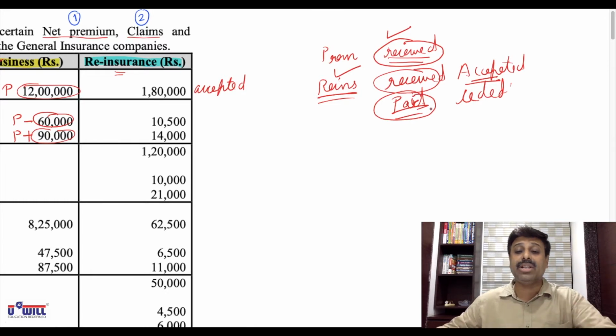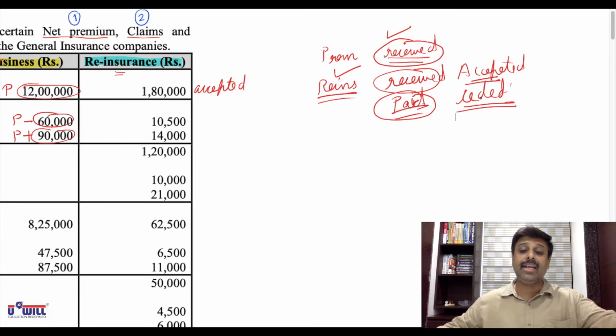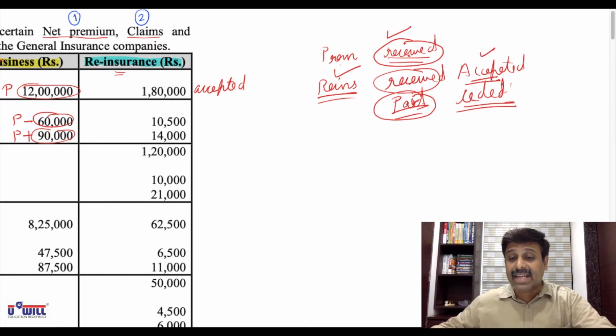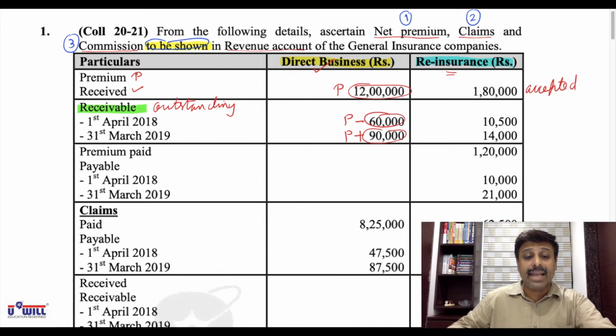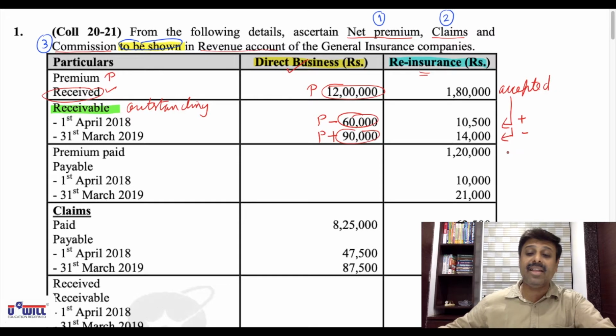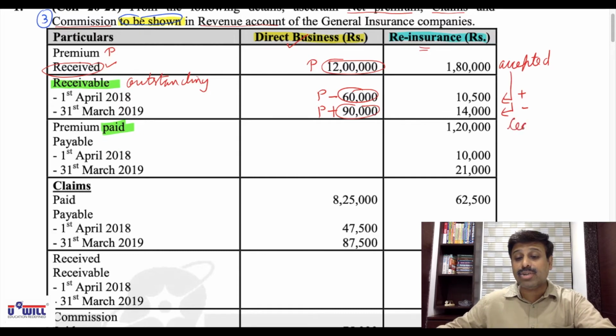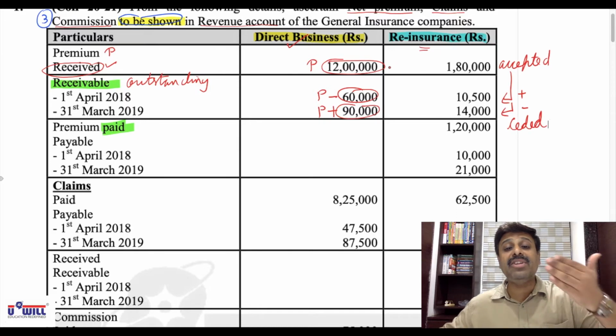If we have paid any amount, when would we pay the reinsurance premium? When we have ceded and transferred that insurance to another insurance company. So keep this in mind, premium is supposed to be received. Any amount received is accepted and paid is ceded. Here against received they say 1,80,000, which means it is accepted. Within that, in the accepted, opening outstanding we will plus and closing outstanding we will minus. And if they say premium is paid, then that indicates reinsurance premium ceded.